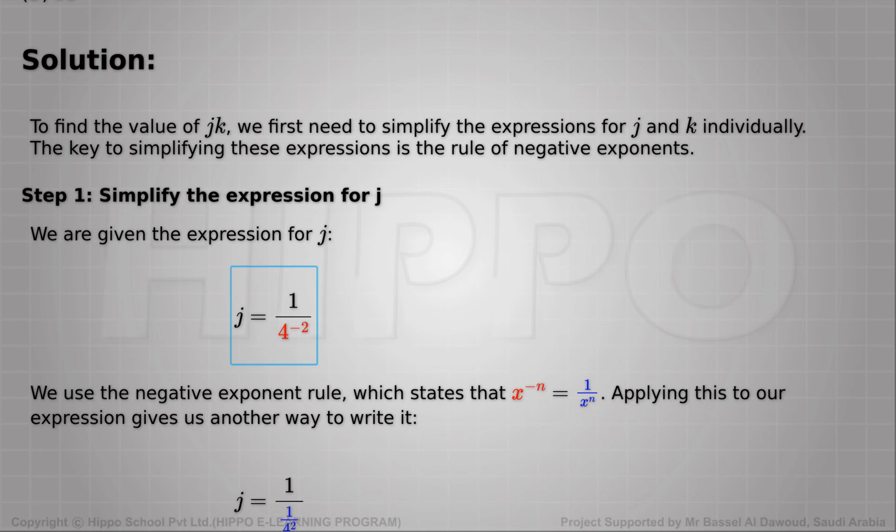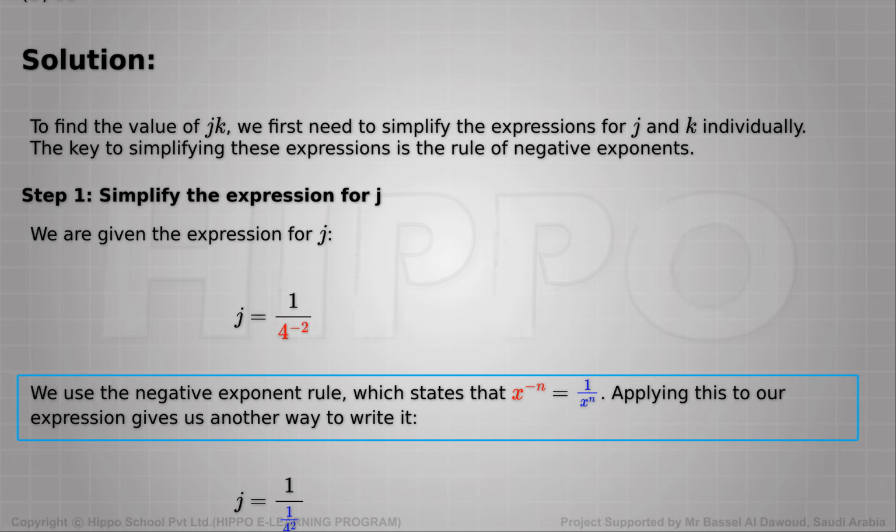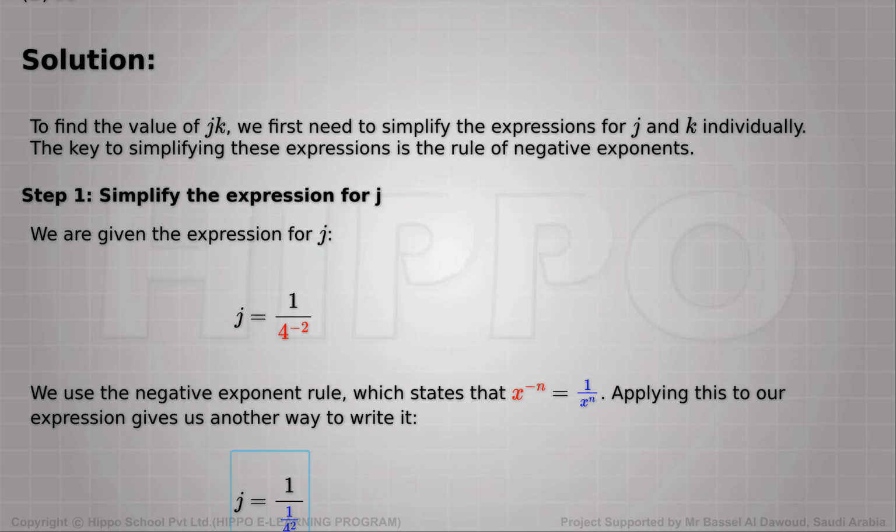The first step is to simplify the expression for j, which is given as 1 divided by 4 to the power of negative 2. The most important rule to remember here is the negative exponent rule. As you see on the screen, a number raised to a negative power, like x to the minus n, is the same as 1 over that number to the positive power. So 4 to the power of negative 2 becomes 1 over 4 squared. This turns our expression for j into 1 divided by the fraction 1 over 4 squared.